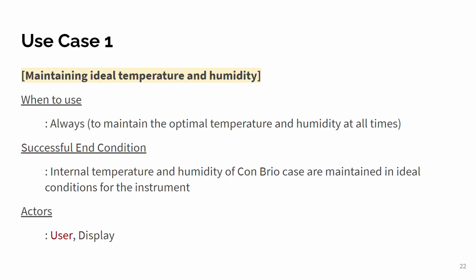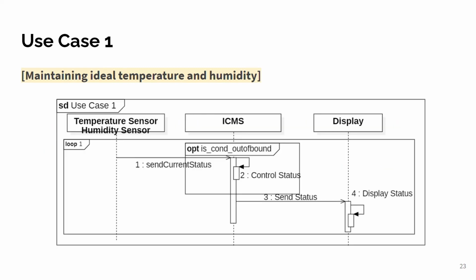for instrument. This is the sequence diagram for the use case 1. Since this use case is all-time working, the sequence is in the loop. The temperature and humidity sensor sends the current status of the case to the management system. If the condition is out of the desired range, the management system controls the internal condition into an adequate range.